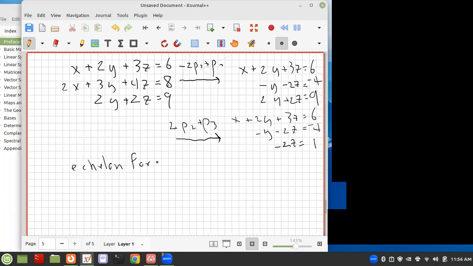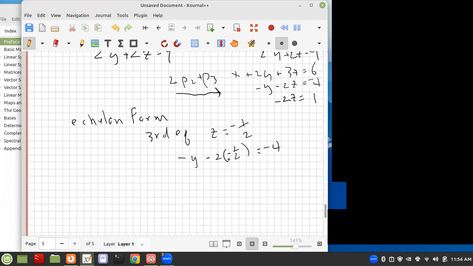And then you guys have been doing back substitution, and what that looks like is solving the third equation. You get z equals -1/2, right? And then solving the second equation becomes -y minus 2 times -1/2 equals -4. And that's going to be here +1. So we do +1. We can subtract that from both sides. So I think we're going to get y equals 5.